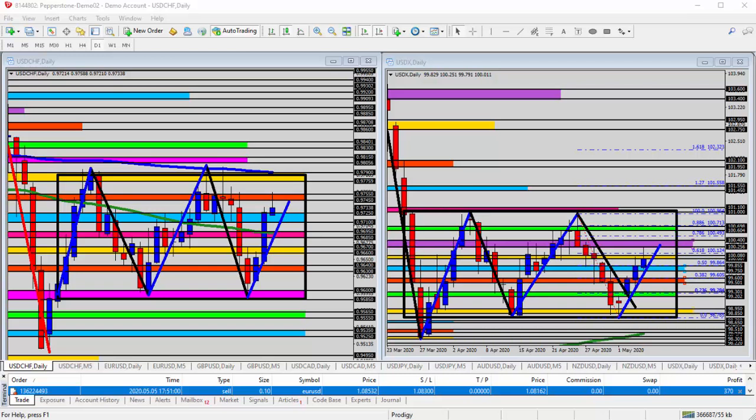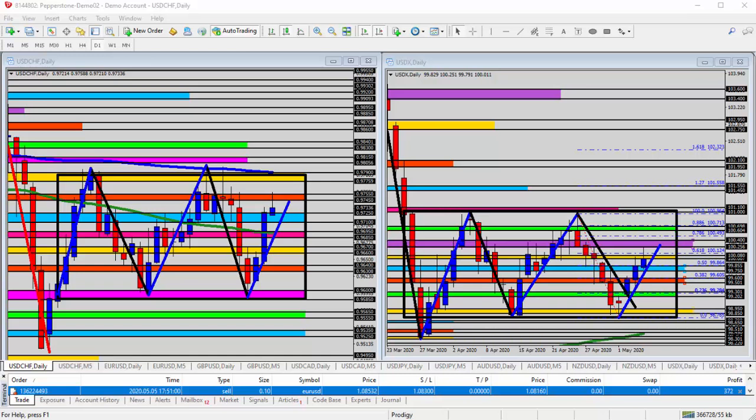Today we're looking at the USDCHF, the US dollar versus the Swiss franc, for today's trade analysis. I've got two charts here on the screen. On the left-hand side is the dollar franc, and on the right-hand side is the US dollar index. I put them like this so we can really get a handle on some of the reasons for the movement and direction for the dollar franc.